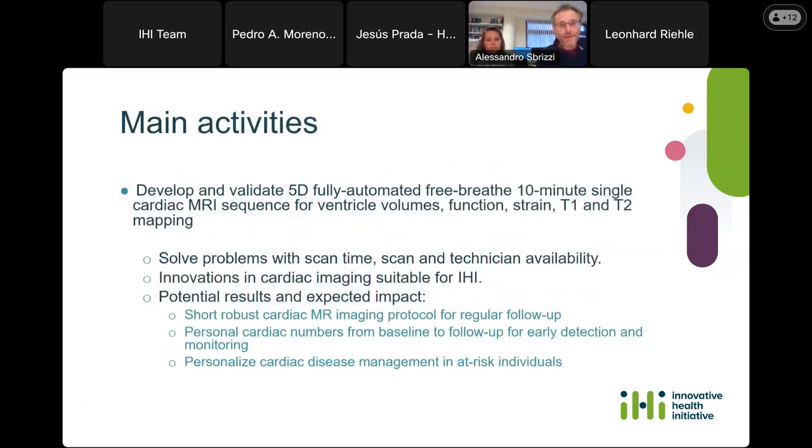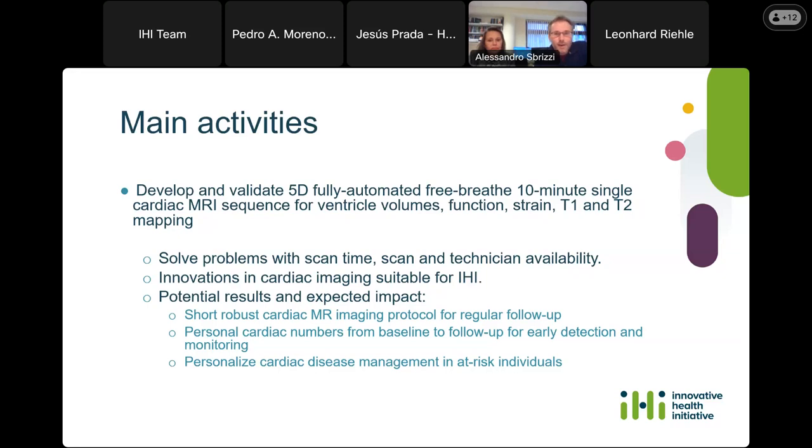So the idea is to develop this 5-dimensional fully automated free-running cardiac protocol, ideally within 10 minutes, and you get all the information you want, so volume, function, strain, and then MR parameters like T1, T2 relaxometry. With this, you will solve a logistical operational problem, scan time and availability of technicians. You will bring innovations in the cardiac images, which is basically part of this larger grant idea.